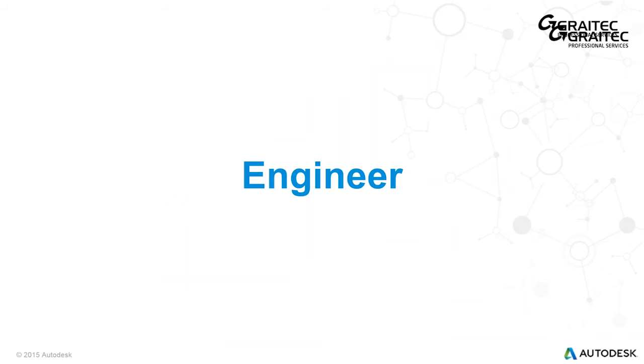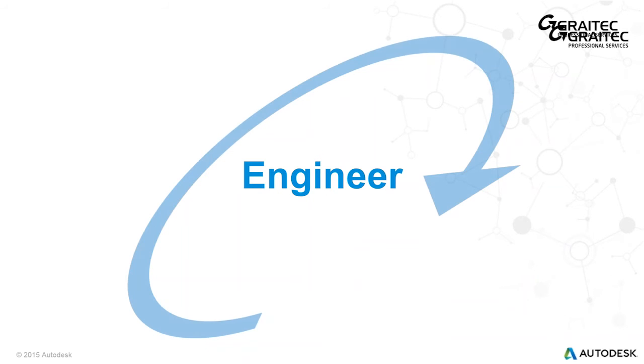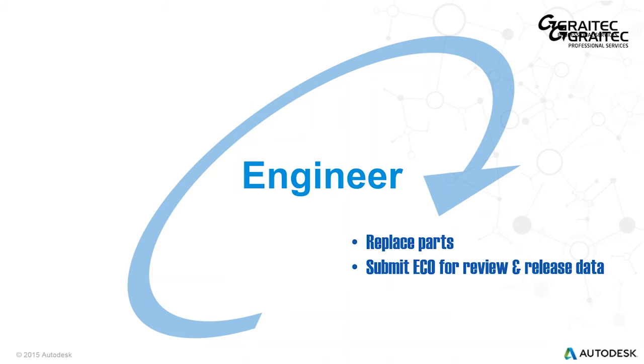So the next part of the process would be for the engineer to make the relevant changes. In this part of the process, the engineer needs to review the ECO, make the necessary changes, which is replacing parts, submit the ECO for review, and release the relevant data.